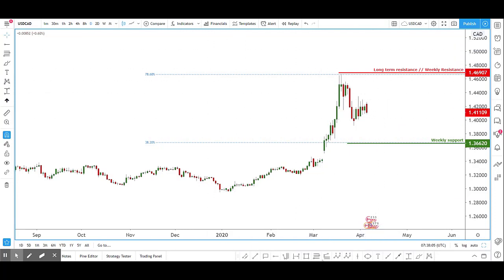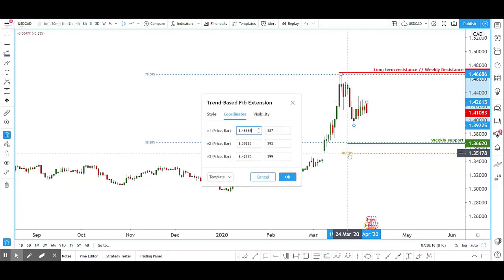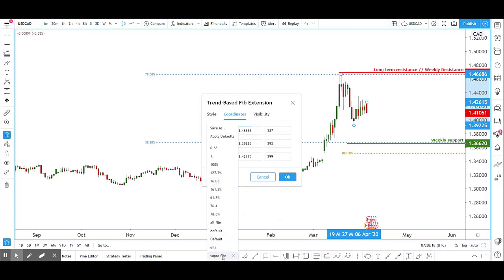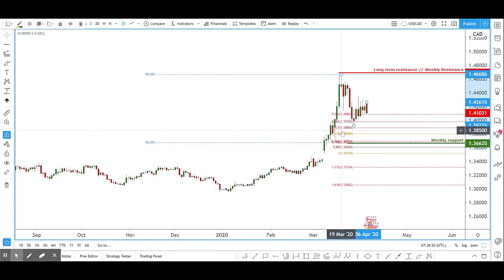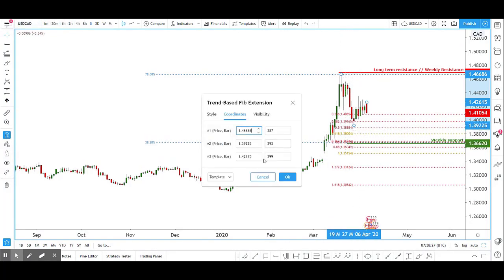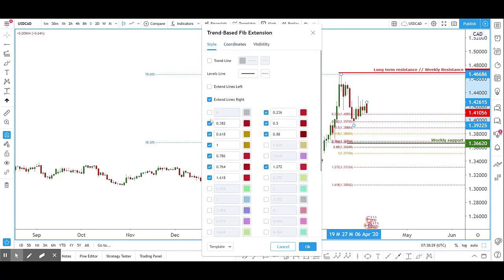Now that we're on the daily chart, let's use an extension and find this zigzag from the top to the low and back up to this current price here. And we pull out all the Fibonacci ratios, and we see that the 0.5 level is close to the spike here, and at the same time the 78.6 is on the weekly support. So we can highlight those two levels.